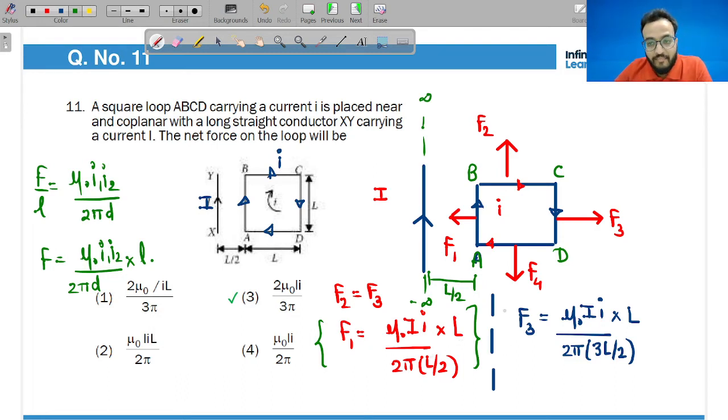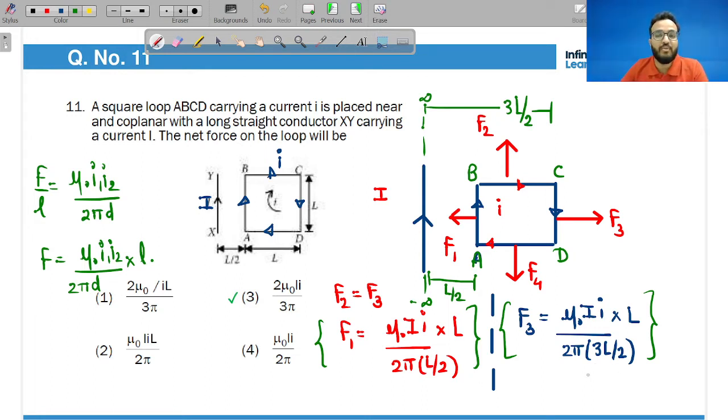What is F3? Now for F3, what is the overall distance? This is 3L by 2. So D is 3L by 2. Right? So mu naught I1, I2. I1 is capital I, I2 is small I. Into length is L upon 2 pi into D is 3L by 2.